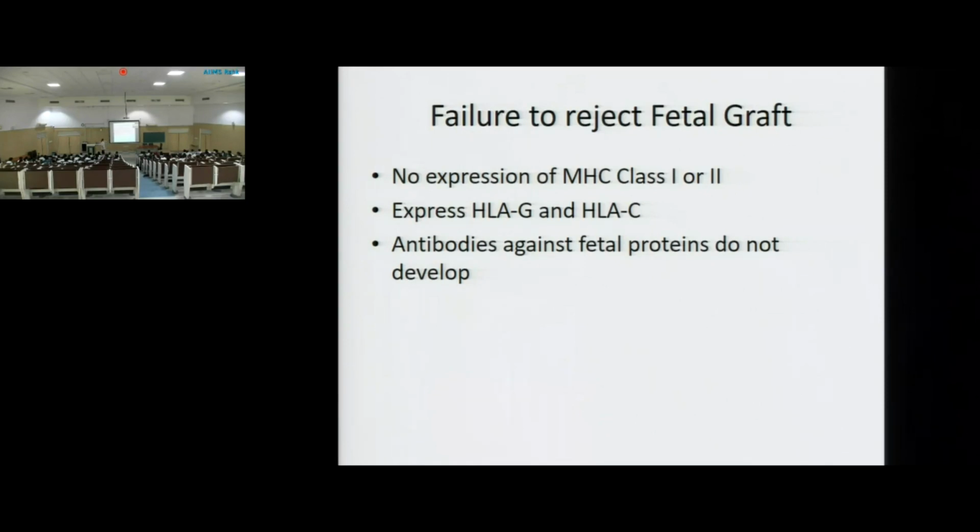What is expressed in turn is HLA-G and HLA-C. So that is not going to cause any antibodies against the fetus, and hence it is not rejecting the fetus as it does in any other graft. Now, further, there is expression of a FAS ligand. FAS, I hope you have studied in your blood chapter, FasL, the FAS ligand.